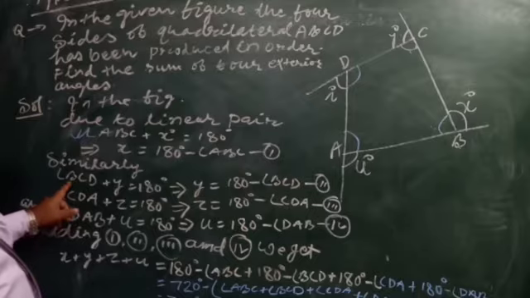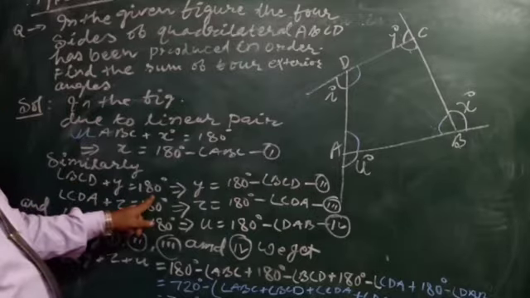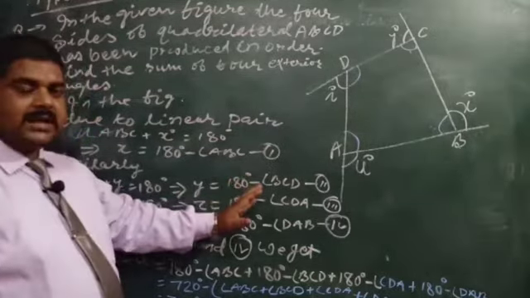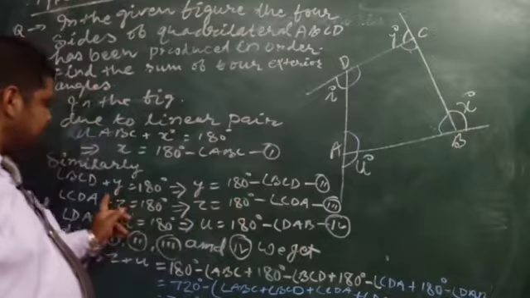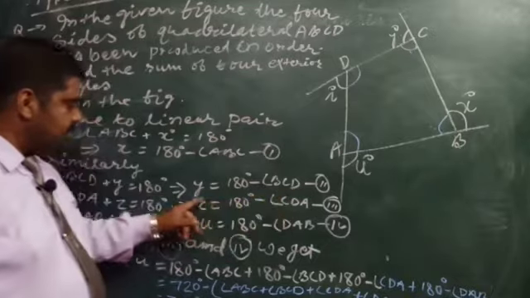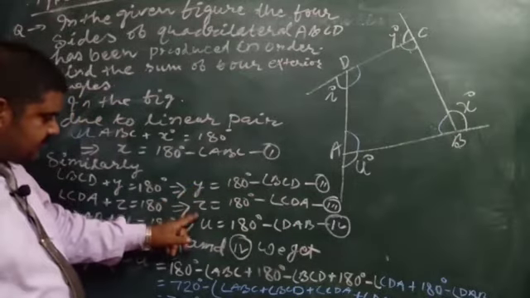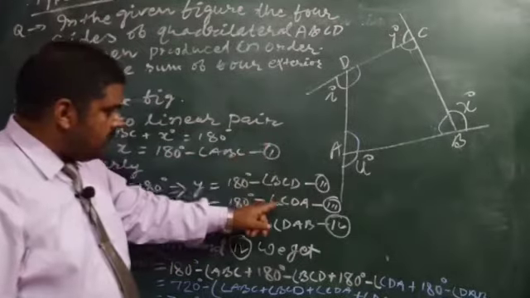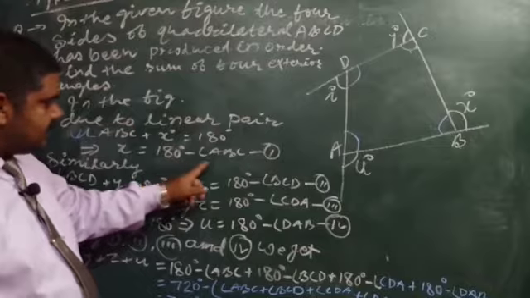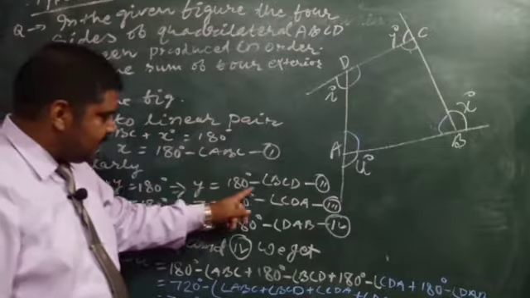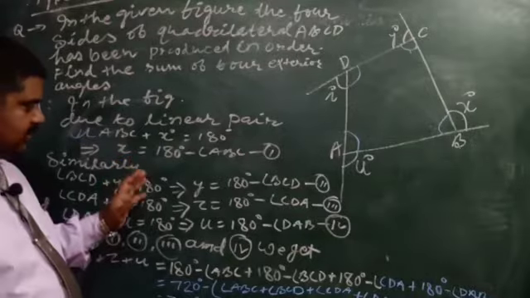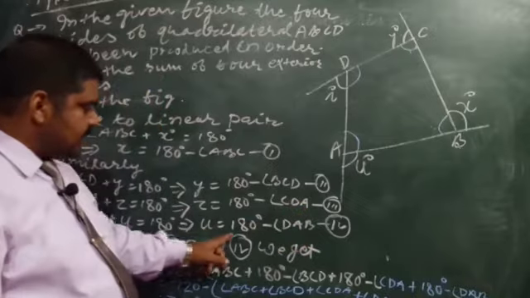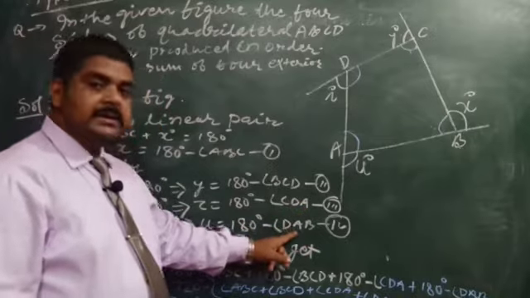When you apply in all the cases, then you can see that angle BCD plus y is equal to 180 degrees. So y is equal to 180 degrees minus angle BCD after transposing. Similarly, you can find out for z and u, and after that you need to add all these four equations. x is equal to 180 degrees minus angle ABC, y is equal to 180 degrees minus angle BCD, z is equal to 180 minus angle CDA, and u is equal to 180 minus angle DAB.